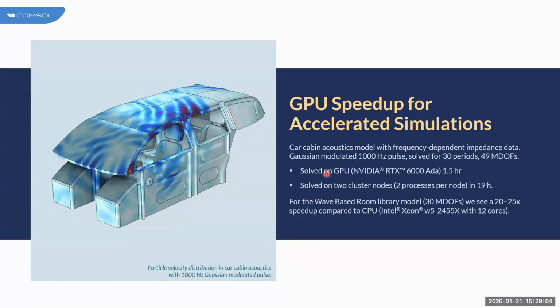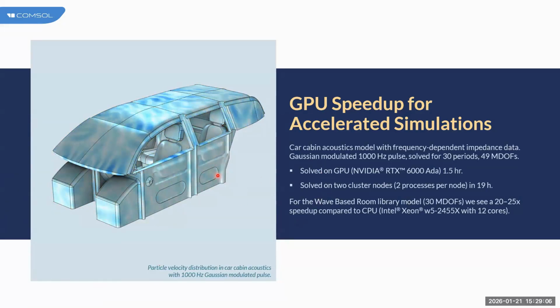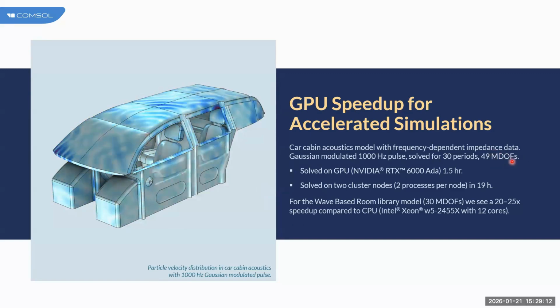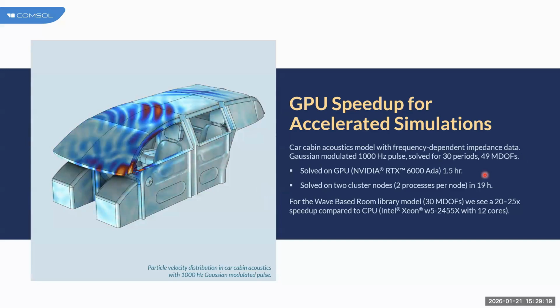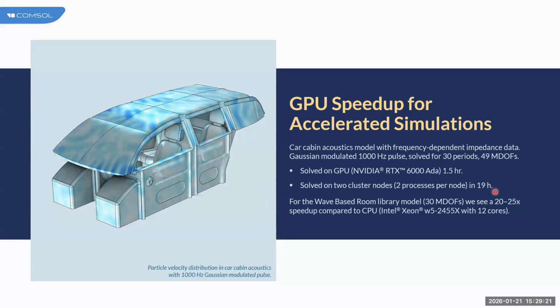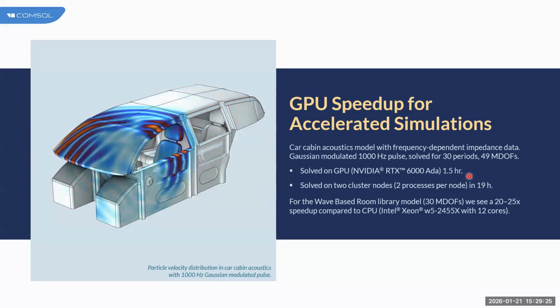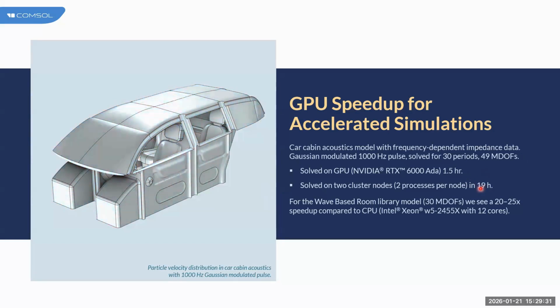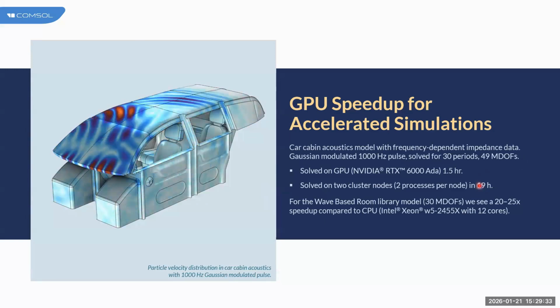So here the slide shows the GPU performance for that particular model. This model had 49 million degrees of freedom, and it solved for 30 periods of a 1000 hertz pulse. On a modern GPU, the simulation is done in 1.5 hours, whereas the same model solved in 19 hours without GPU on a cluster platform. So this is a very great speed up.